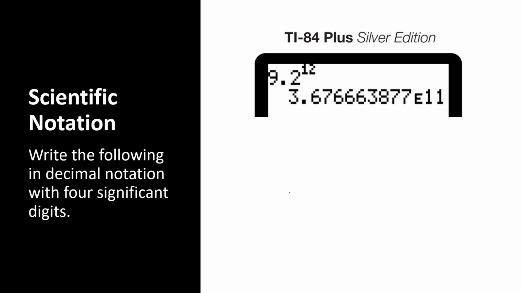For this example, we're asked to write this in standard form to 4 significant digits. This is a 9.2 raised to the 12th power. This is the technology output. This time we have a positive exponent. So this would be 10 raised to the 11th power. And then our number here is 3.676663877. Our decimal is here. We need to move it a total of 11 places to the right. So if we move it 1, 2, 3, 4, 5, 6, 7, 8, 9, it would be behind that last 7.